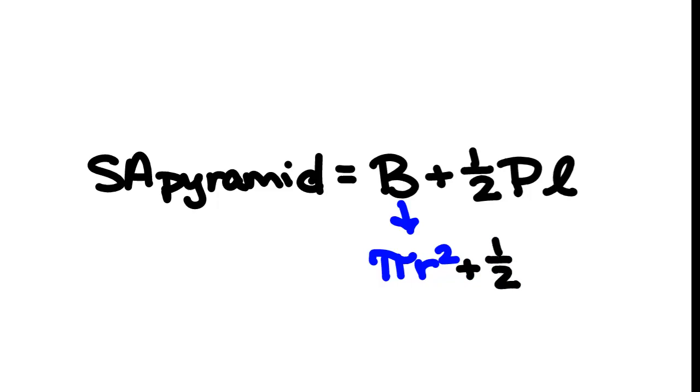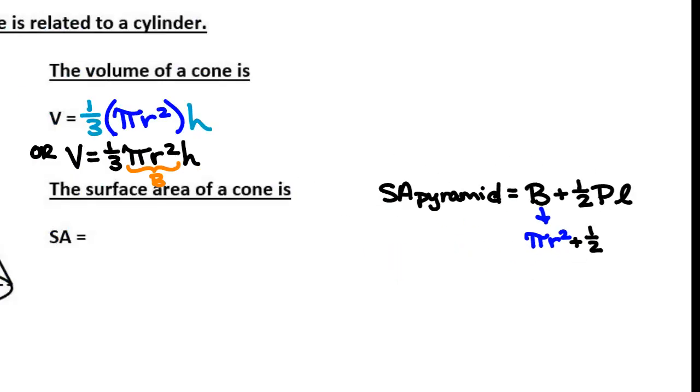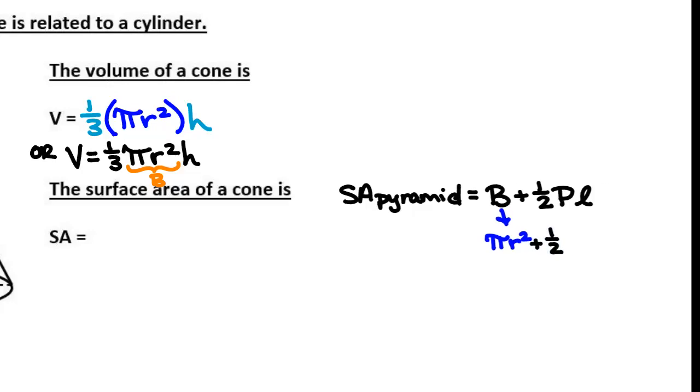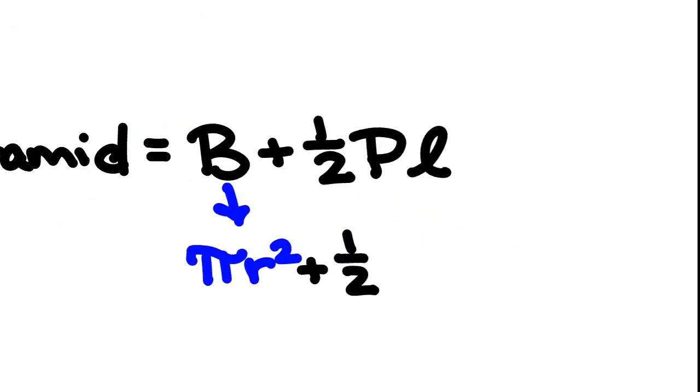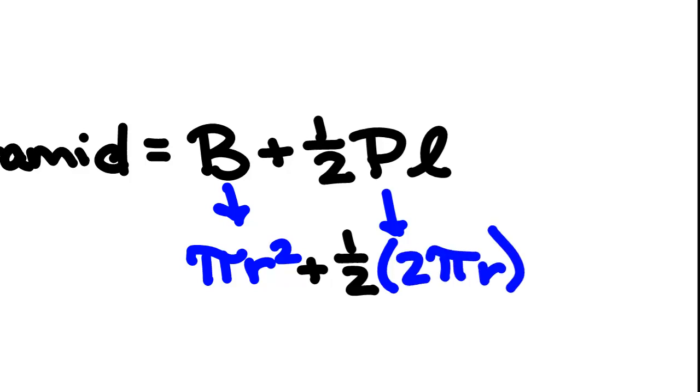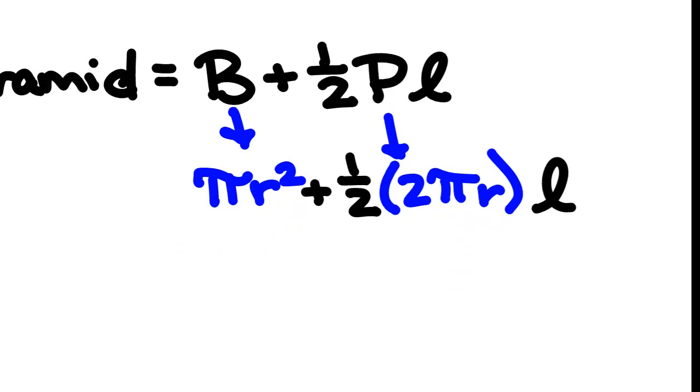Plus 1/2. And then how do we find the perimeter of a circle? What do we call the perimeter of a circle? The circumference. How do you find the circumference? 2 pi r. So 1/2 times 2 pi r times our slant height. So this is the thing that I want to look at right here. What is half of 2?